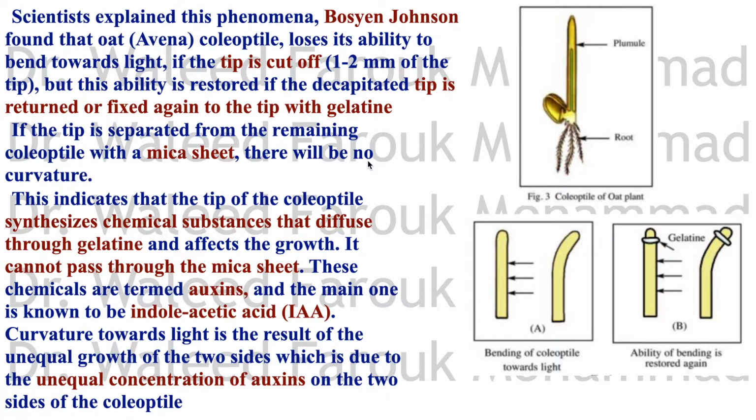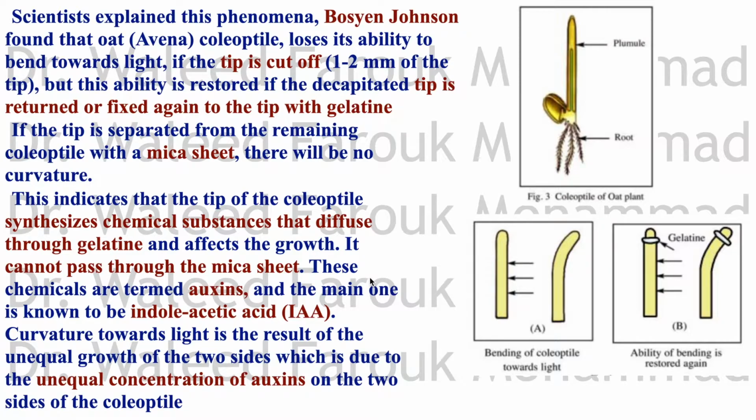This means that inside the tip there is a certain substance that's responsible for the curvature of the plant towards the stimulus. And this substance passes through gelatin but does not pass through the mica sheet. These substances are called auxins, and the main one is indole acetic acid, IAA. Okay? Curvature towards the light is the result of unequal growth of the two sides due to the unequal concentration of auxins on the two sides of the coleoptile.